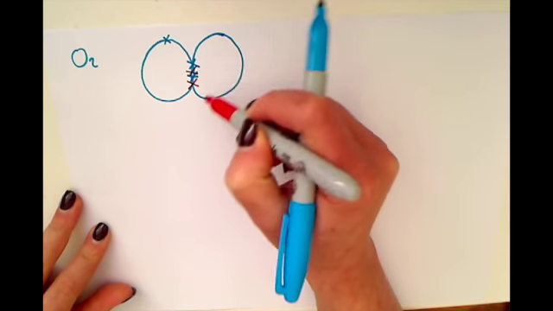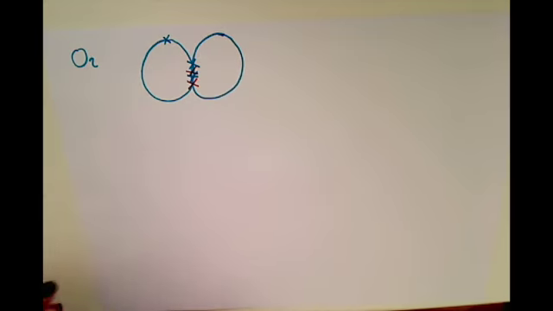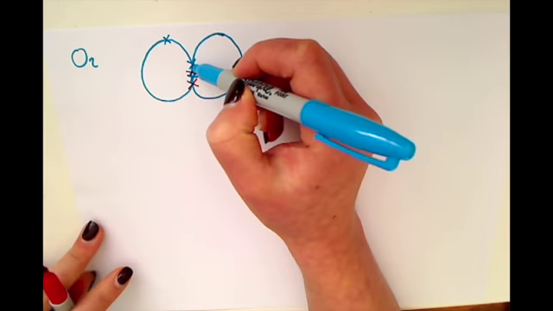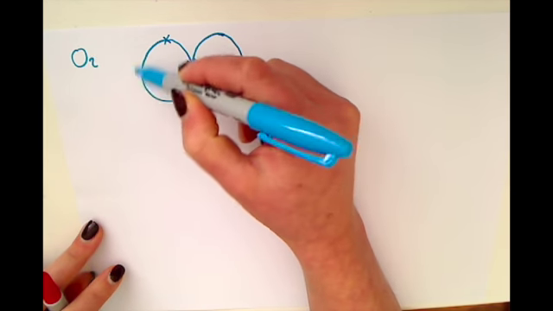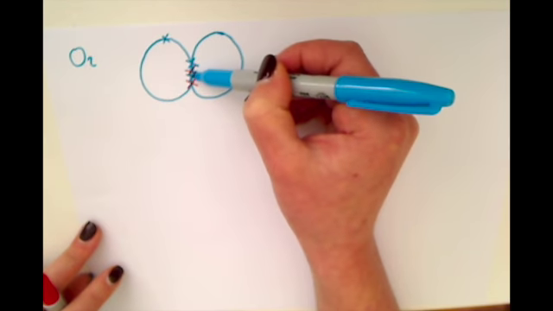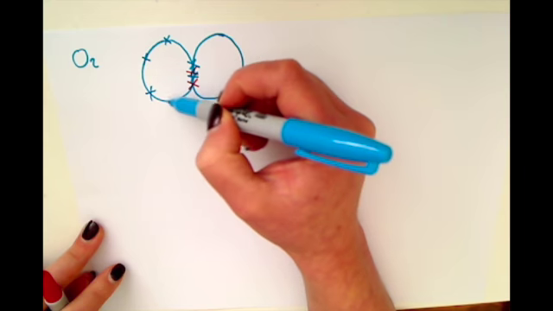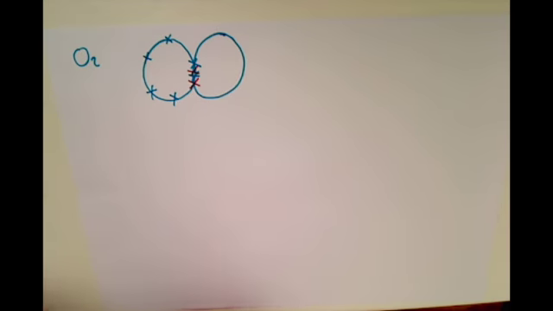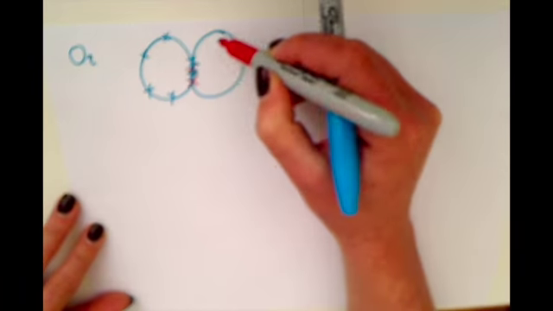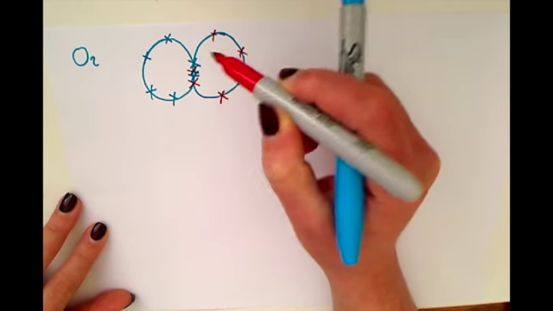So this shows that there are 2 pairs of electrons being shared, and we need to fill in the extra electrons on the outer shell of the oxygen. So oxygen has 6 on its outer shell, we've used 2 there, 1, 2, 3, 4, 5, 6. And the same for this oxygen atom, we've used 2, so we need 3, 4, 5, 6.